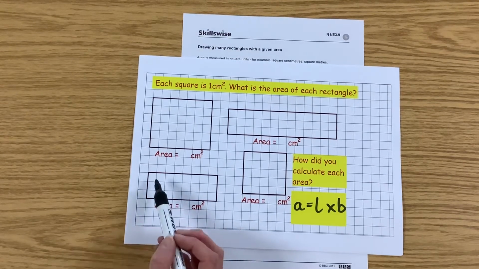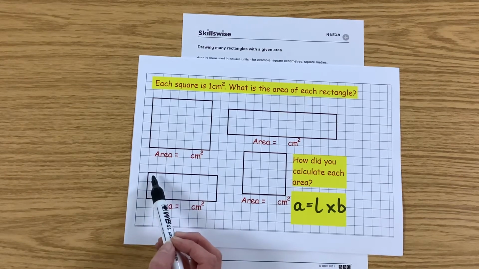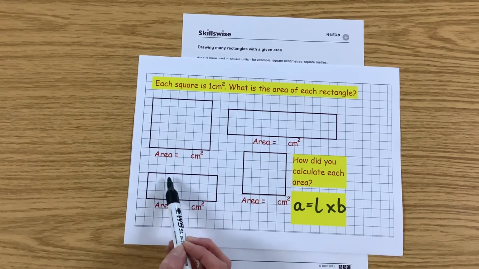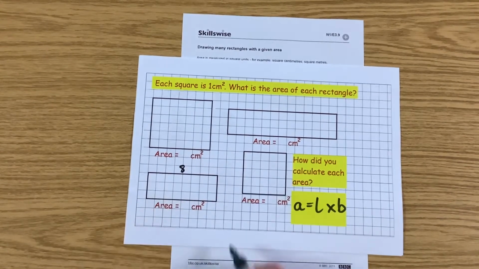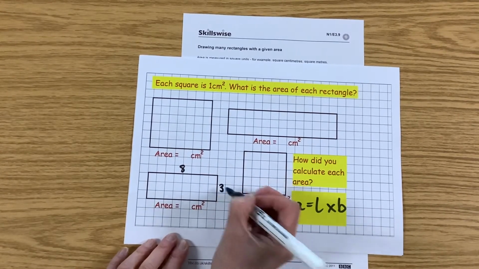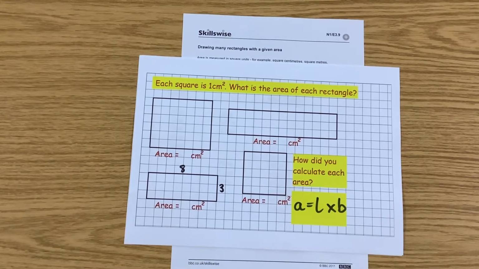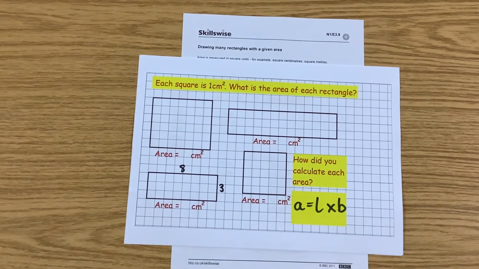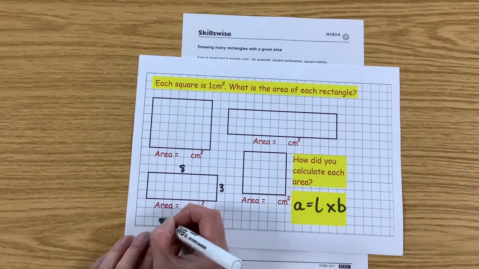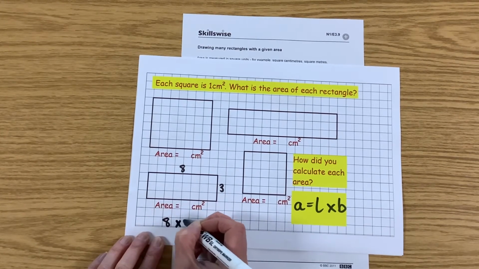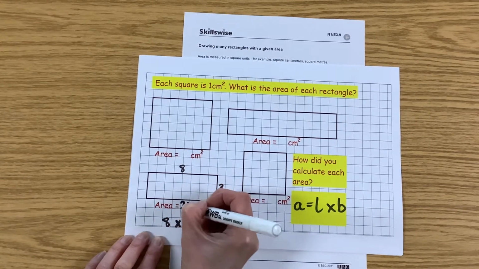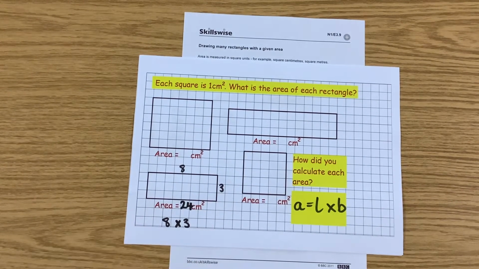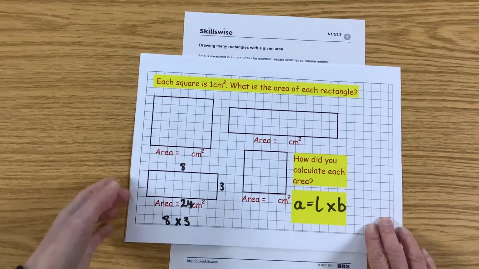So if I wanted to find the area of this rectangle, I would count the length. So 1, 2, 3, 4, 5, 6, 7, 8 squares across. I can see it's 3 squares going down. So what's its area going to be? Well, to make the area, we multiply the length times the breadth. What's 8 times 3? Yep, it's going to be 24. But I have to make sure afterwards I write my centimetres squared. Now, that's all what we were doing yesterday.